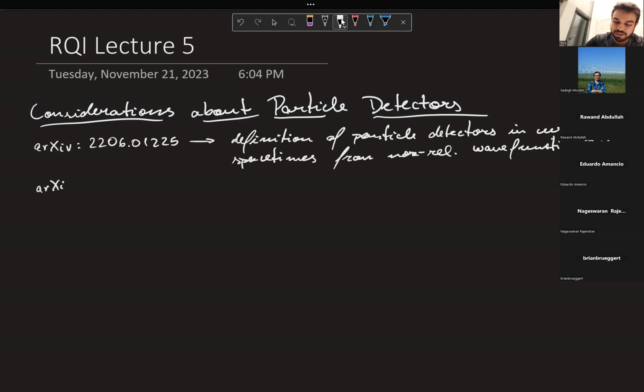This paper essentially discusses how to actually define particle detectors in curved spacetimes in a way that there's a consistent formalism for everything that's happening there. The other one is about how these models break covariance, and we're going to briefly discuss this today, but we have a finite amount of time. So if you want to see the details of broken covariance, you should take a look at this paper.